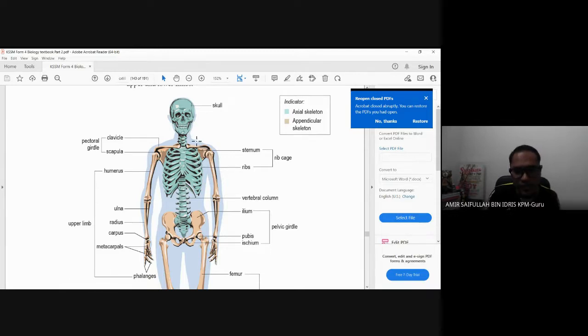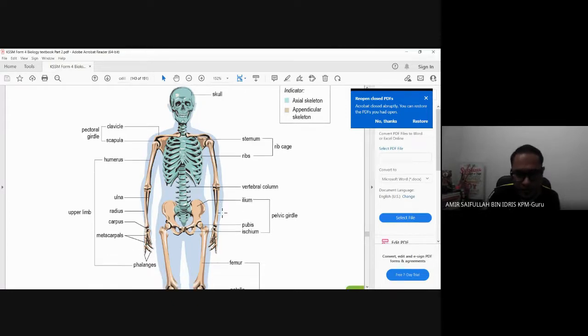Okay, next, appendicular, you have clavicle, and then you have the scapula, your shoulder bone. So these two will make up the pectoral girdle. And then your hand, you have humerus, and then there's a ulna. Okay, ulna connects to your anak jari. Radius connects to your ibu jari. Carpals and metacarpals and phalanges.